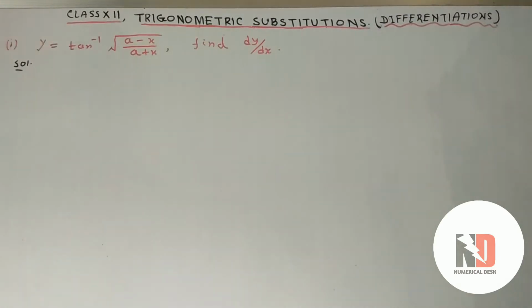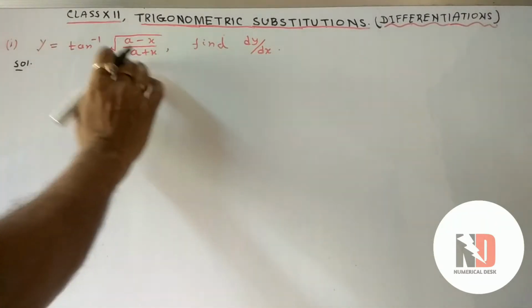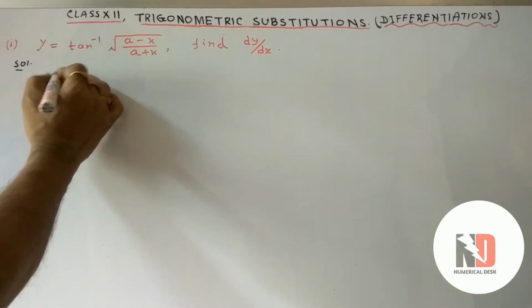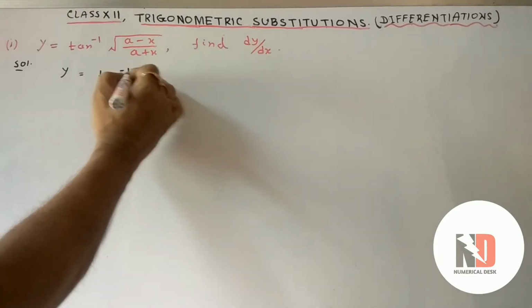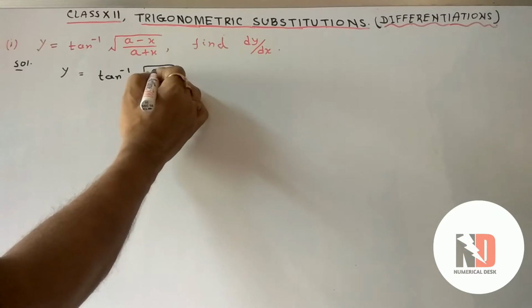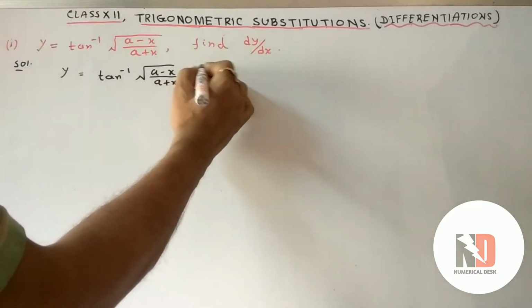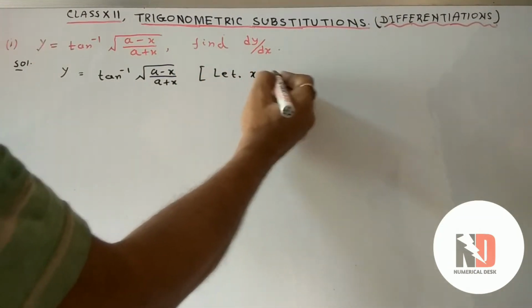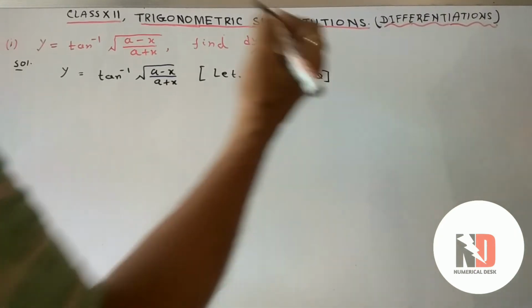So it is a minus x by a plus x. I think it will be in the form of some multiple angle. Better to substitute sin theta or cos theta, or what? How to guess? It is better to take something like a cos 2 theta or a cos theta. Which do you like better? So let x equal to a cos theta.